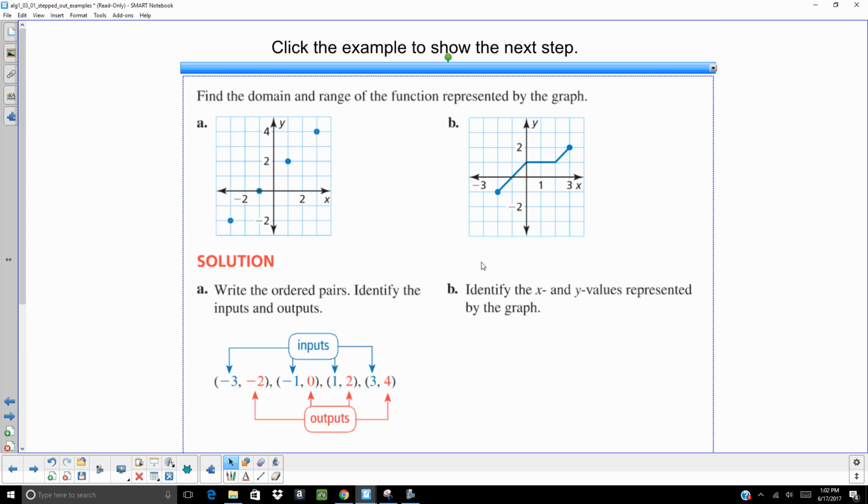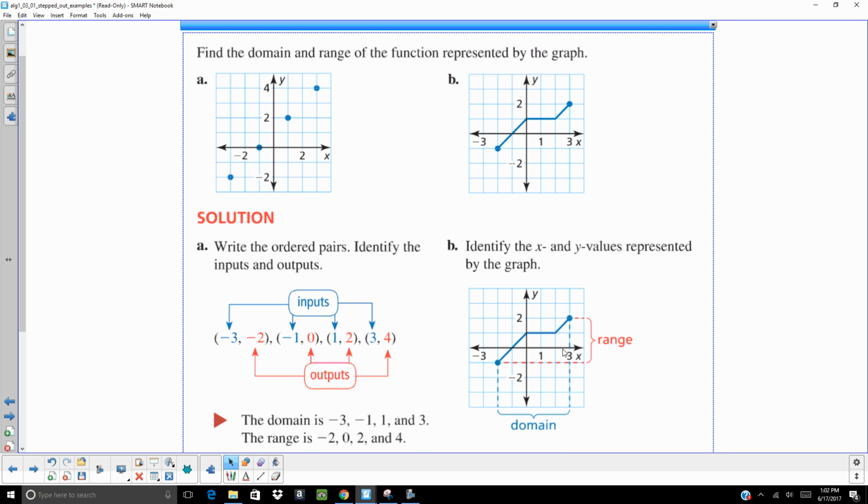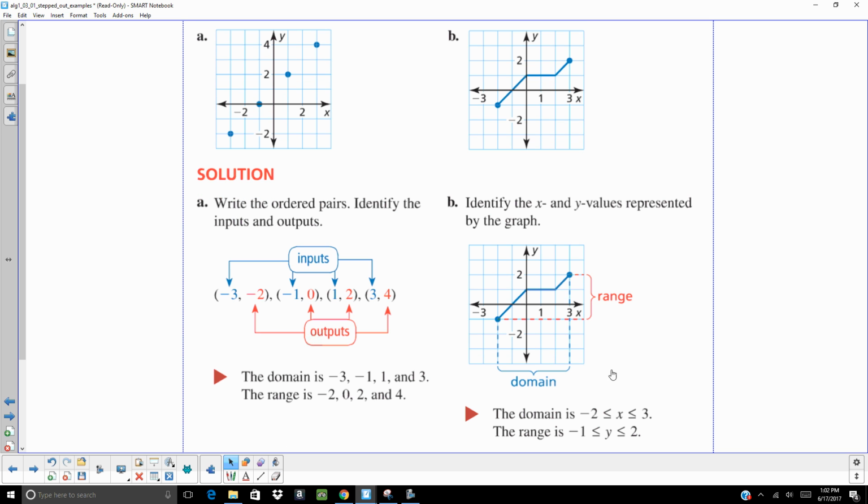On part B, this is continuous. My range is my y values, what's going up and down. My domain are my x values. So I like to sometimes look on the x-axis. You might need to pause and really study that graph for a second. So my domain is going from -2 to +3. My lowest y value is -1. My highest y value is 2. So my range is from -1 to 2.